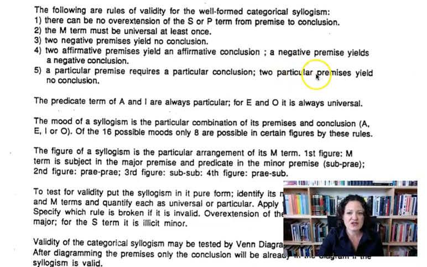And then lastly, two particular premises yields no conclusions. So if we have an I and an I, an O and an O, an I and an O, there won't be any conclusion. There won't be any valid well-formed syllogisms with those premises. Okay, I'll show you what this looks like.